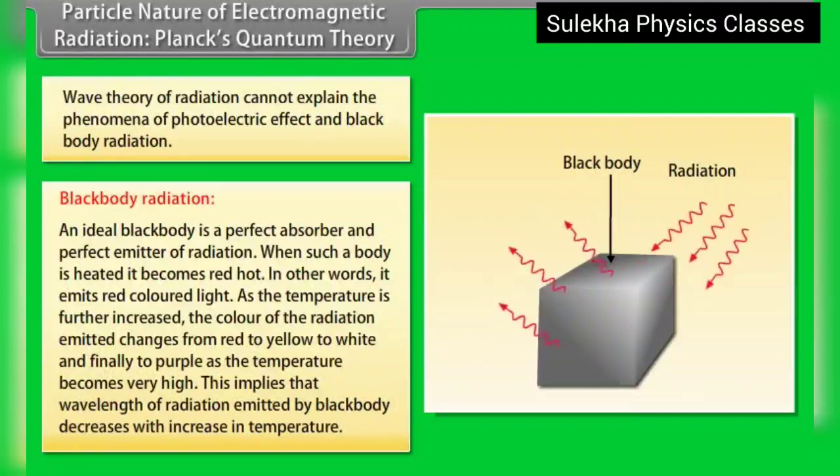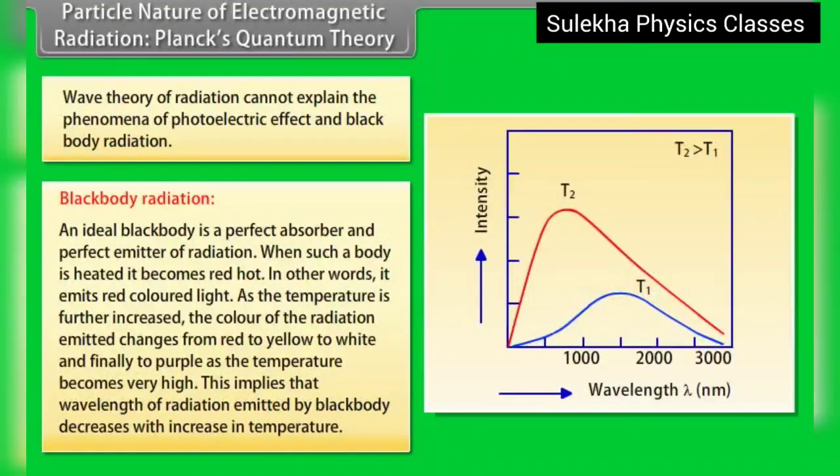As the temperature is further increased, the color of the radiation emitted changes from red to yellow to white and finally to purple as the temperature becomes very high. This implies that the wavelength of radiation emitted by a black body decreases with increase in temperature. Consider the graph from right to left. At a given temperature, intensity of radiation emitted increases with decrease of wavelength, reaches a maximum value at a given wavelength and then starts decreasing with further decrease of wavelength.